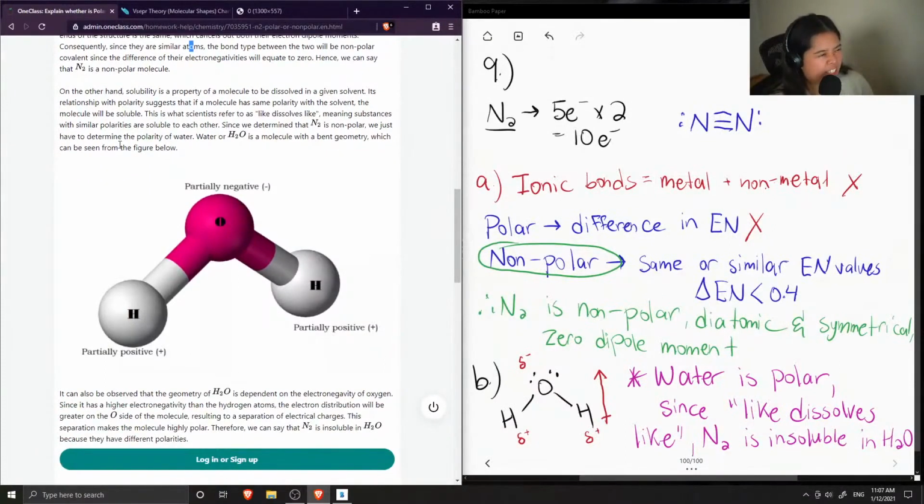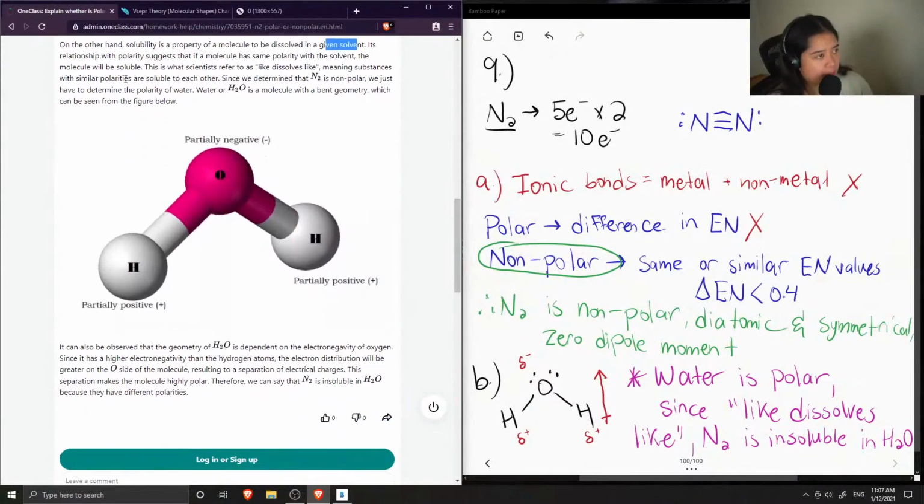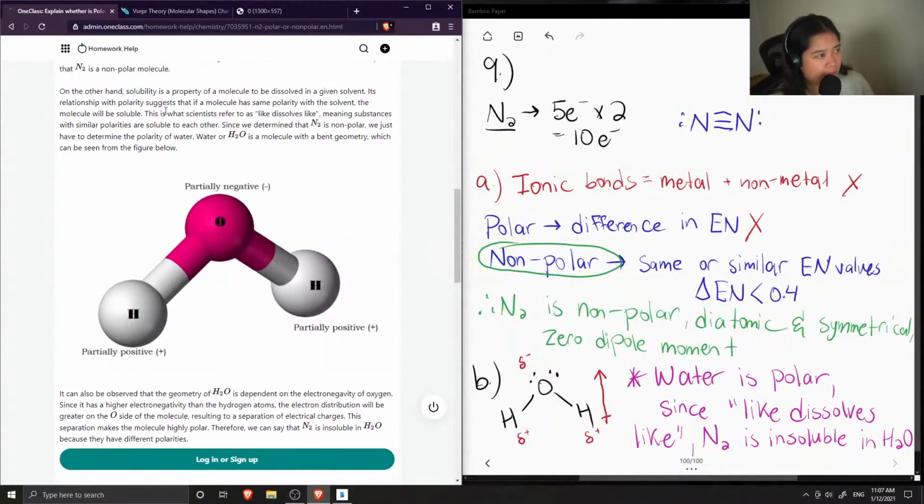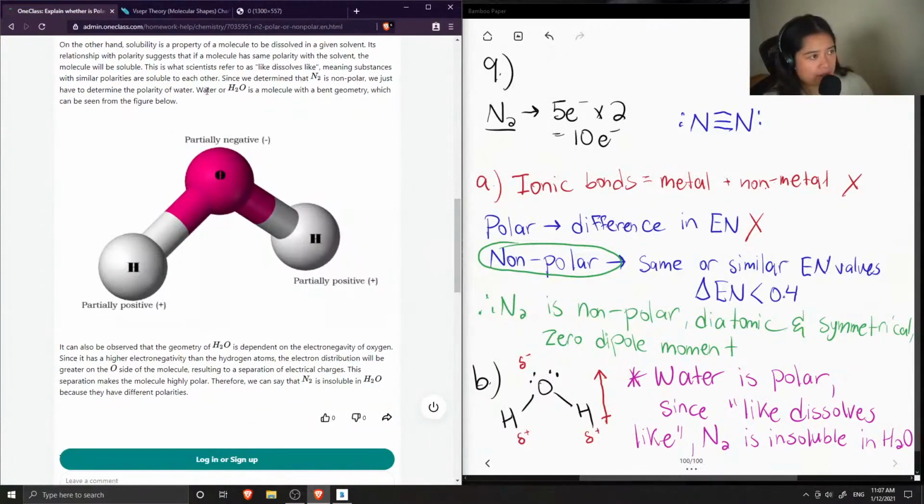On the other hand, solubility is a property of a molecule to be dissolved in a given solvent. Its relationship with polarity suggests that if a molecule has the same polarity as the solvent, the molecule will be soluble. This is what scientists refer to as like dissolves like, meaning substances with similar polarities are soluble in each other.